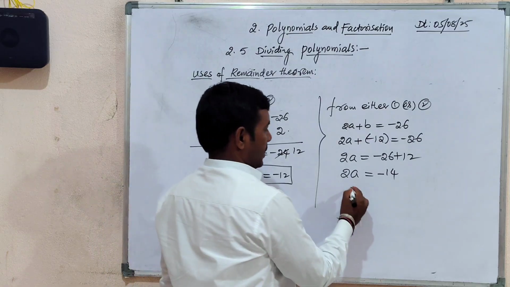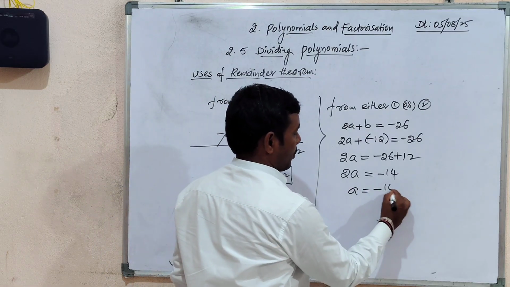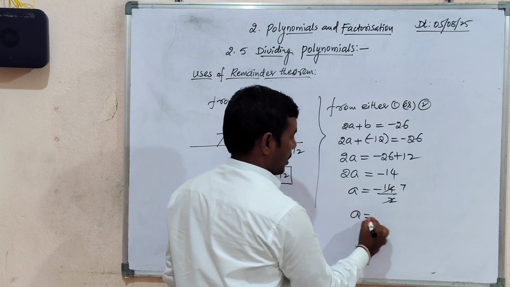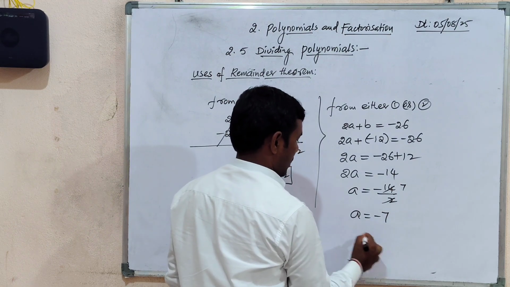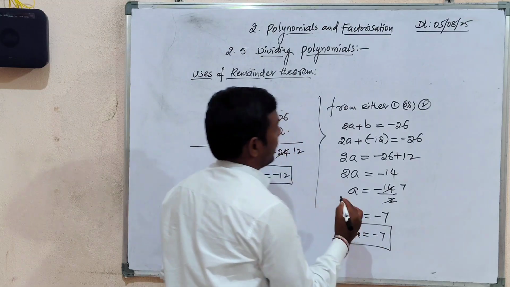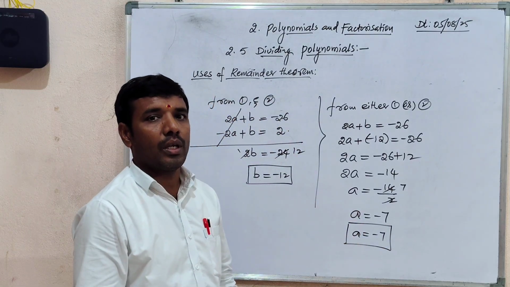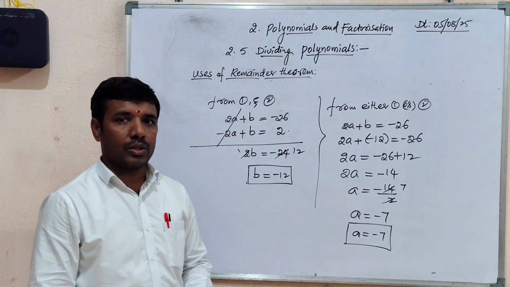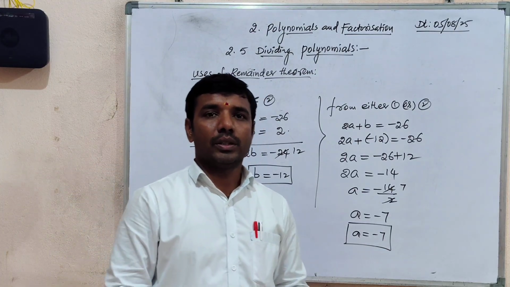Right. See, a is equal to minus 14 by 2. 2 sevens are 14. Now a is equal to minus 7. a is equal to minus 7. But what is expected? He is expecting to find a and b. a is equal to minus 7, b is equal to minus 12. Okay, students?